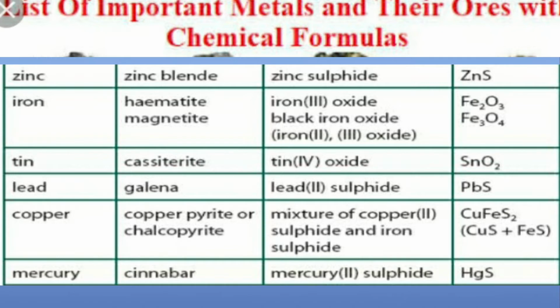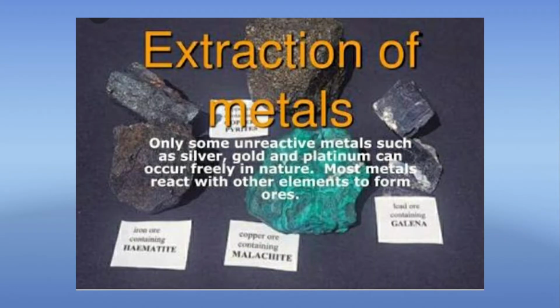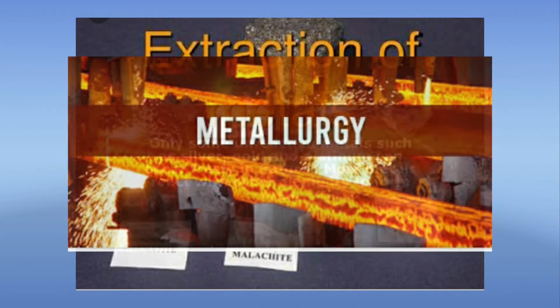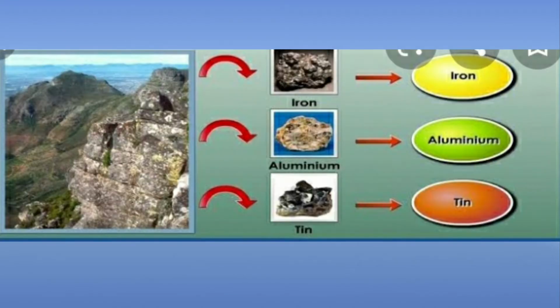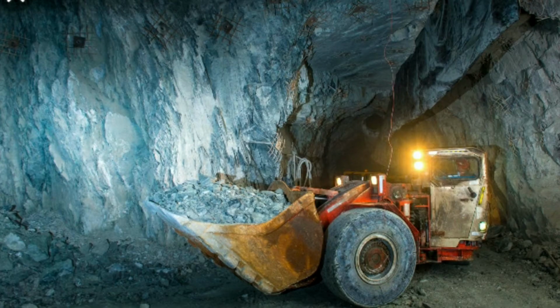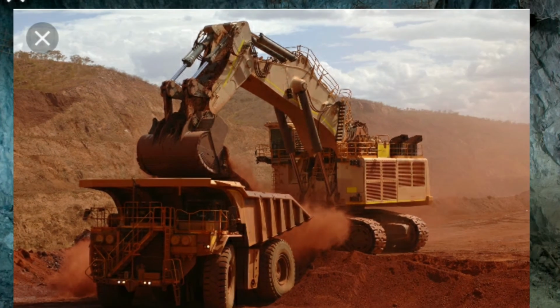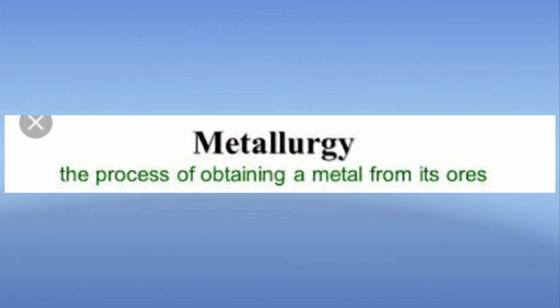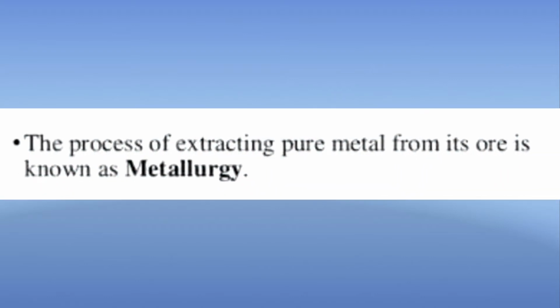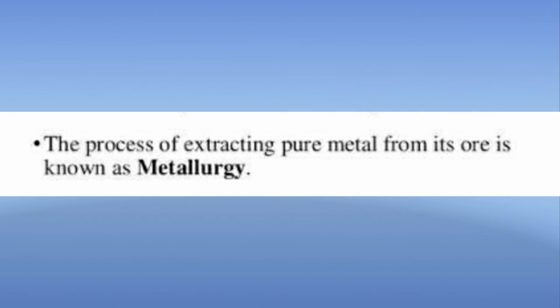Now we shall see the extraction of metals, that is called metallurgy. We all know that the metals have applications or utility only when these are in free state and not in the form of ores. This means that they have to be extracted or isolated from the ores. The process of extraction is called metallurgy. So what is metallurgy, students? The process of extraction of pure metal from its ores, we call it as metallurgy.